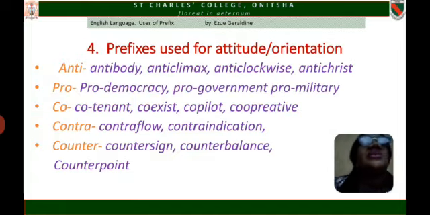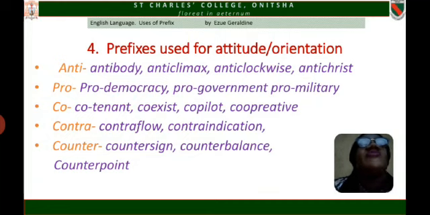Prefixes also can be used to show attitude or orientation. We can use prefixes to show the behavior of people, or the orientation somebody has with regard to a particular thing. So we have anti. Anti means against. Antibody, anticlimax, anticlockwise, antichrist. If you're not Christ, you're antichrist.